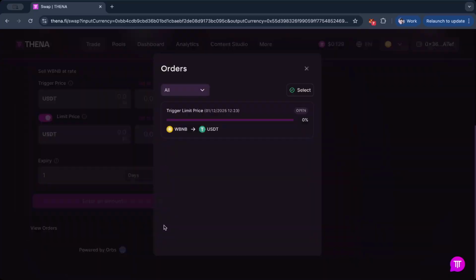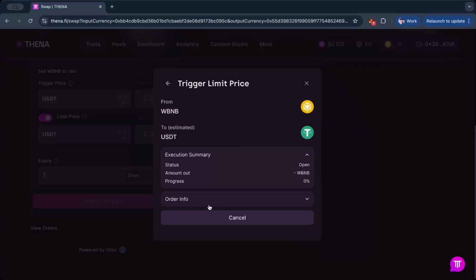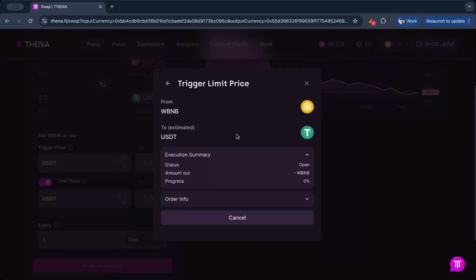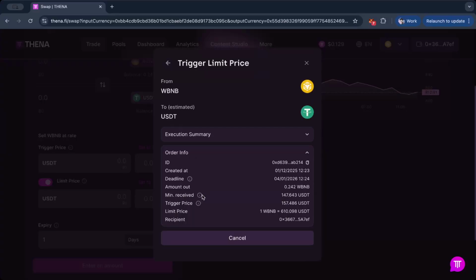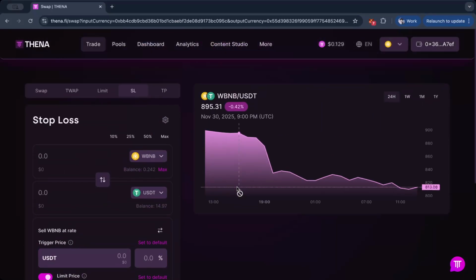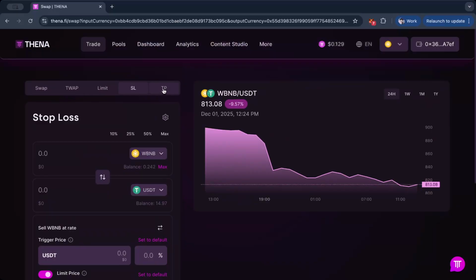So that's now open. We can click view order, and we can see all of our orders. If I had multiple, they would show up subsequently, and then we can click on one. We can see the information that we just set up. We can see the summary, and we can also click cancel if we're bullish now, which actually I am. So I'm going to go ahead and click cancel. In the meantime, while that's canceling, let's take a look at take profit.